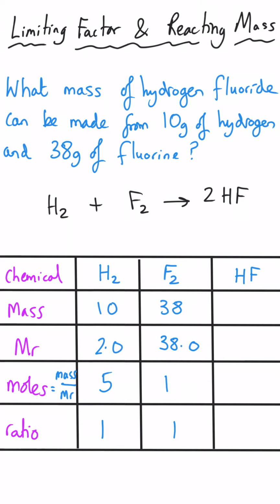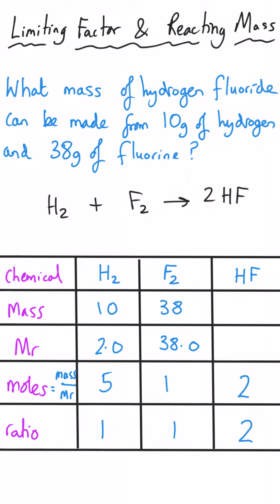We can see quite clearly that the ratio should be 1-to-1. We've got 5-to-1, which means we've got more than we need of the hydrogen. This is present in excess, which means the fluorine is the limiting factor. And remember, it's the moles of the limiting factor that influences the moles of the products that we can make. So the hydrogen fluoride is in a 2 to 1 ratio with the fluorine. And so that means that for 1 mole of fluorine, we will produce 2 moles of hydrogen fluoride.